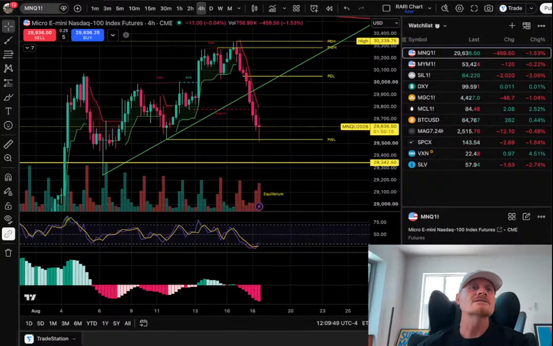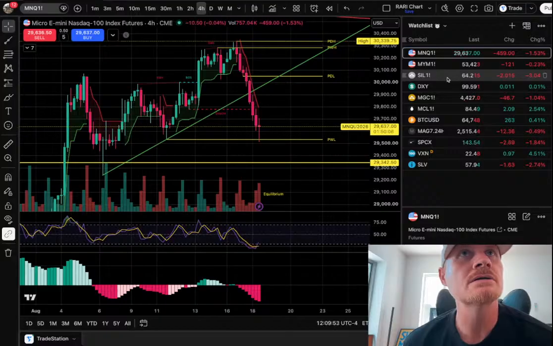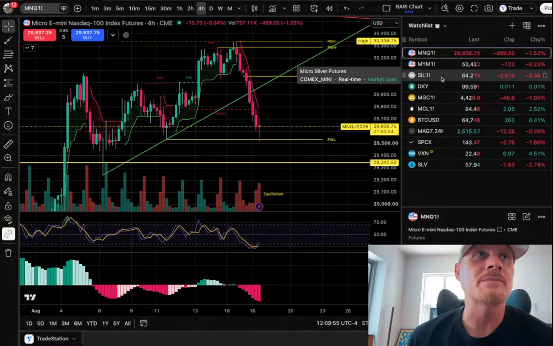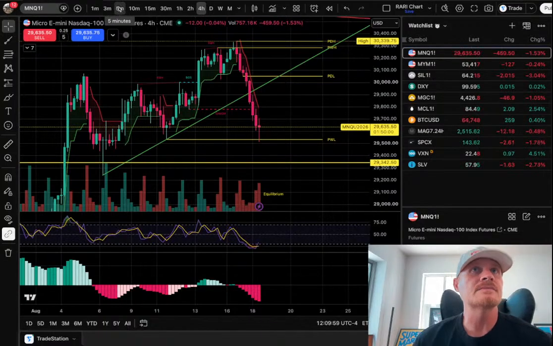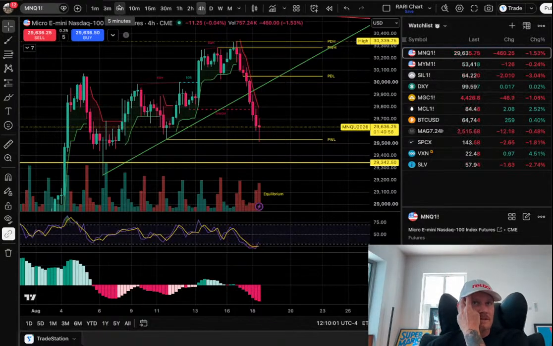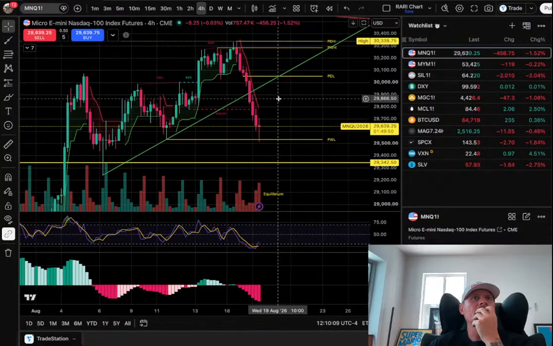Yeah, I just got out with I had 2 micros in silver. If you do a silver micro, that's a lot. Like 1 micro in silver is a lot more than a silver in MNQ. Which is good. I like the meatiness of it.